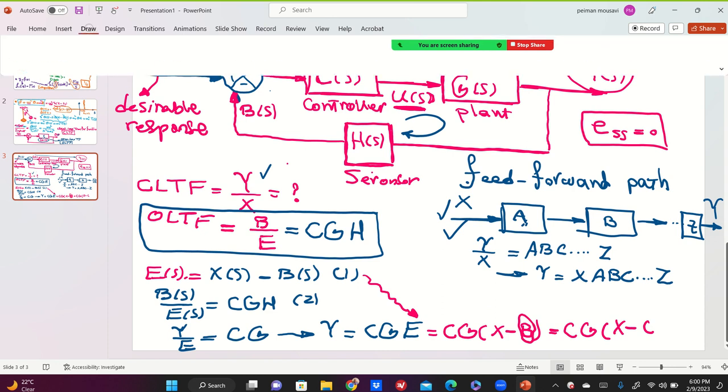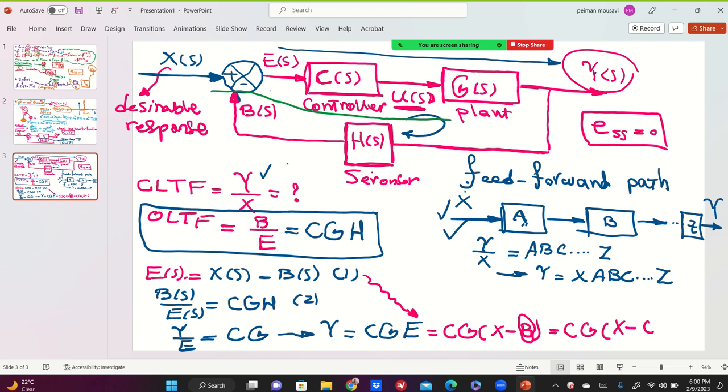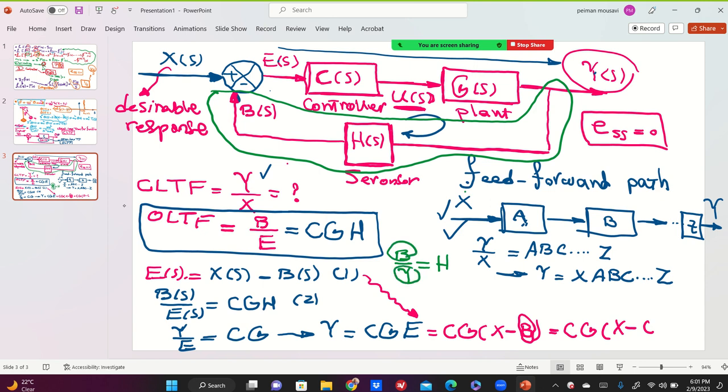Now let me go back to the sensor, because I didn't teach you that. Only now look at this path. So what is the relation between B and Y? B over Y, what is that? Yes, H. So that is the output of the sensor over the input of the sensor. So I'm gonna put B from here. It's gonna be X minus B, and B is Y H. There we go. So Y equals, at the end, CG times X minus YH.